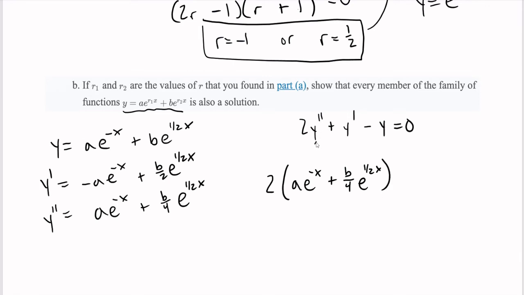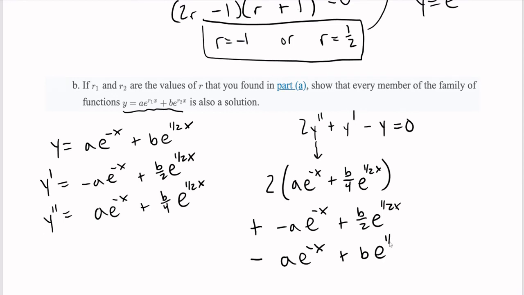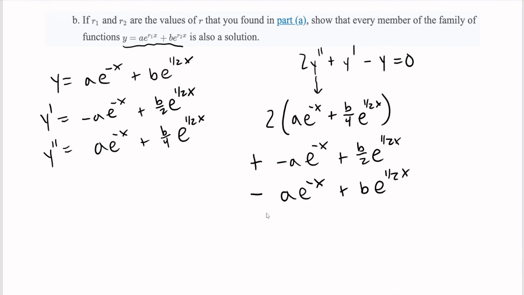So that's just this right there. Okay, so that's going to be plus y prime, negative a e to the negative x plus b over 2 e to the 1/2 x. So y prime, minus, and then we plug this in, a e to the negative x plus b e to the 1/2 x. Okay, and I need this whole thing to be 0.